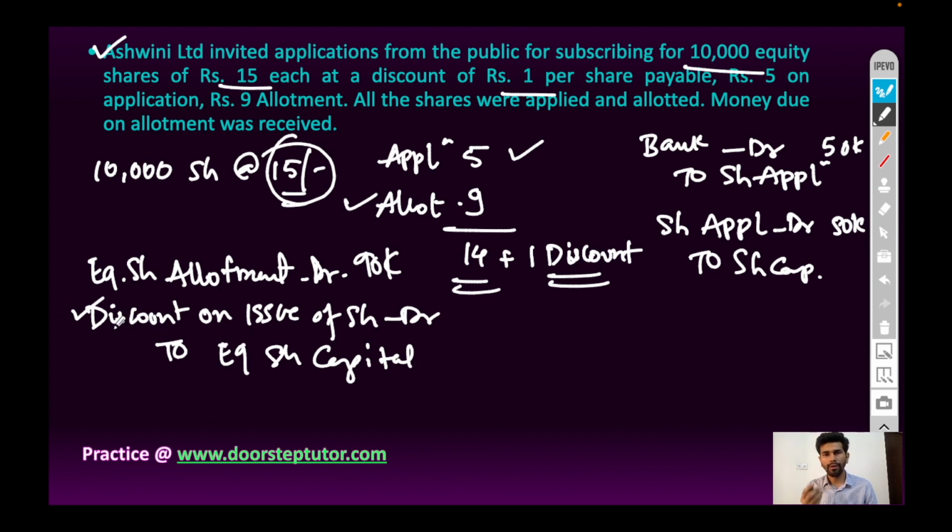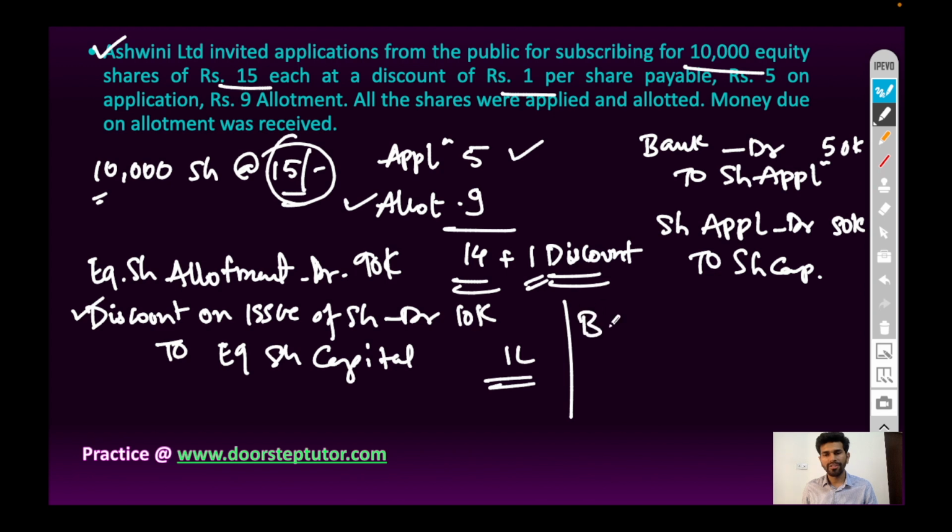Discount is a loss for the business. So discount on issue of share will be debited, debit all expense and losses. Therefore, discount on issue of share will be debited with 1 rupee discount on 10,000 equity shares. Amount will be 10,000 into 1, 10,000 rupees, and total 1 lakh rupees will be credited to equity share capital account. Being equity share allotment money due and discount of 1 rupee per share applied.